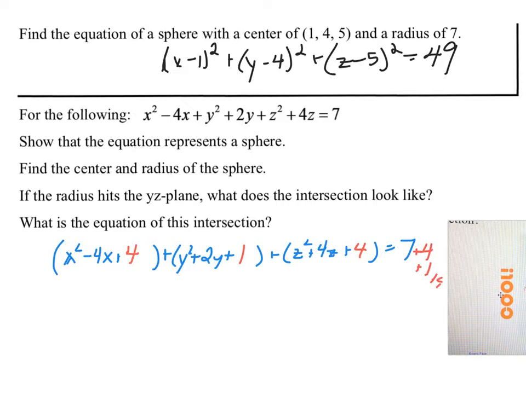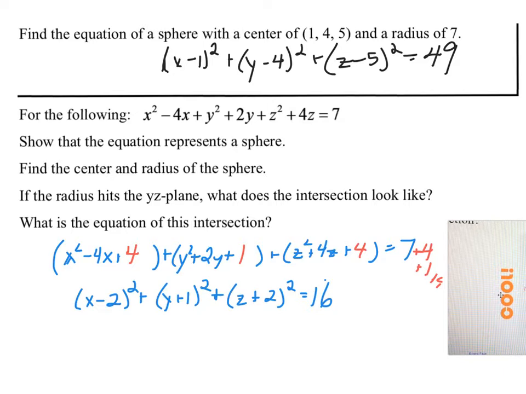So let's collapse all this down. Then we've got x minus 2 squared plus y plus 1 squared plus z plus 2 squared equals 7 plus 4 plus 1 plus 4, which is 16. Okay. So going back up, it says, does it represent a sphere? It sure does. We've found that everything is squared. This is the clue. And we've got it equal to this radius squared.